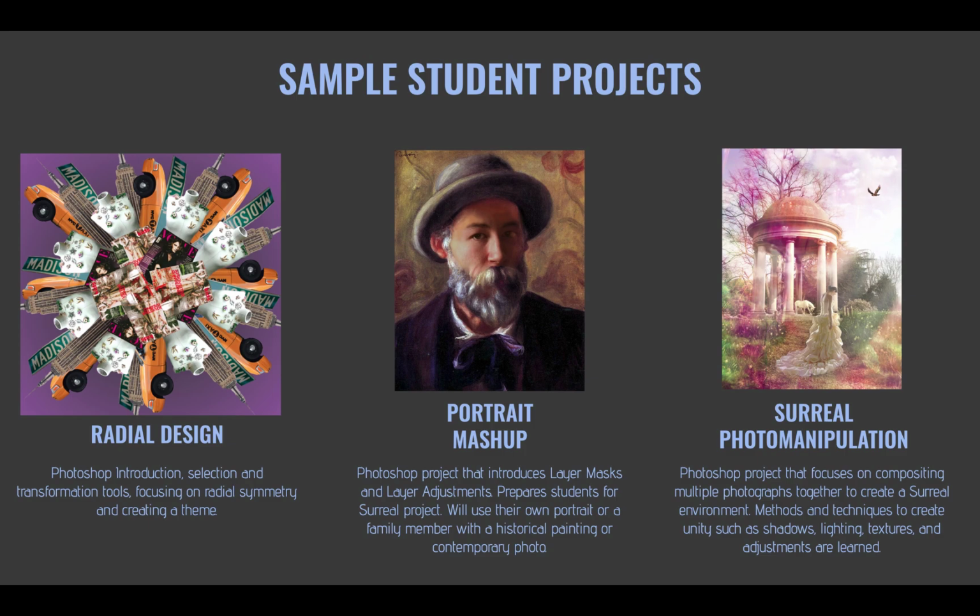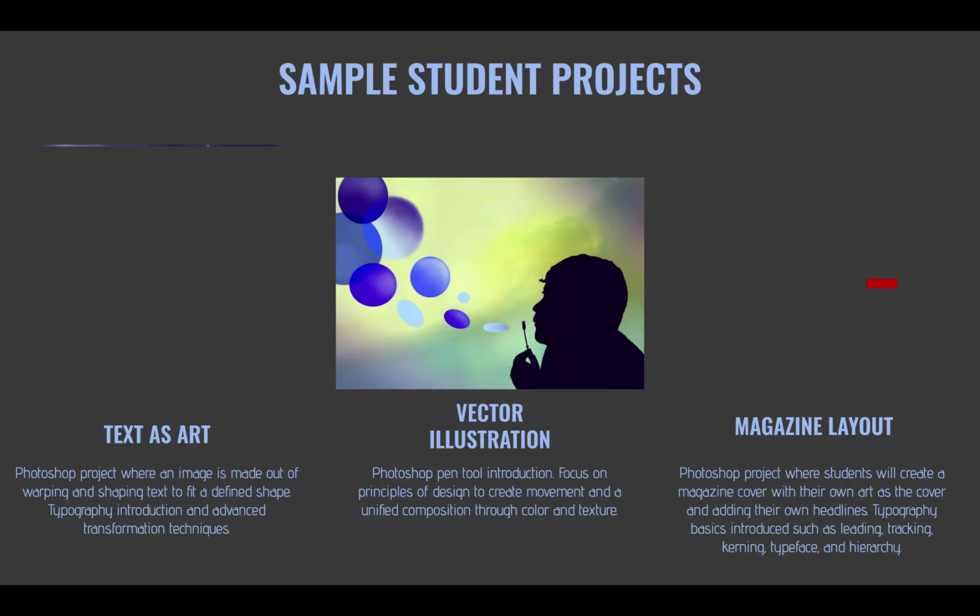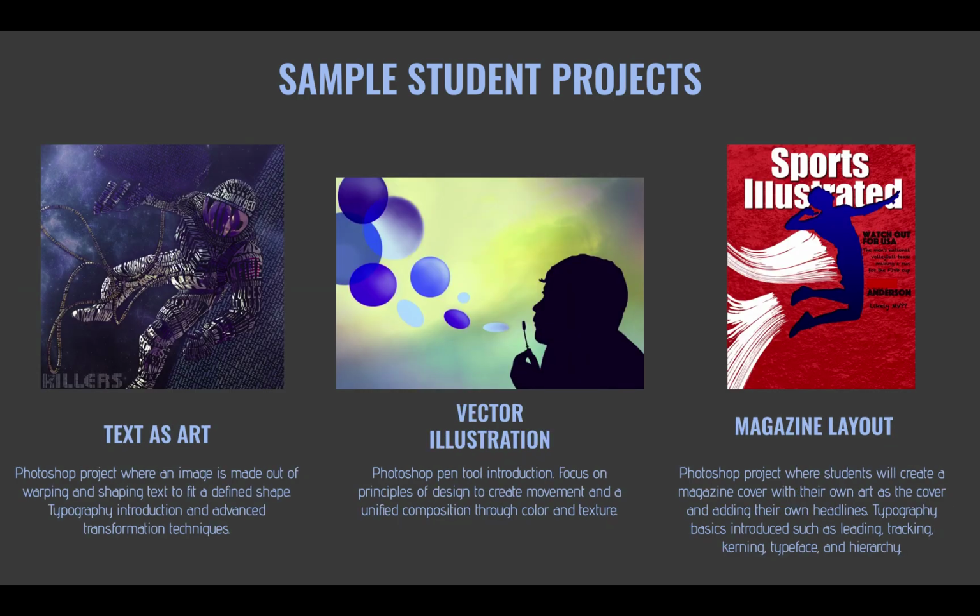From there, then, our last project in that unit is creating a surreal photo manipulation. And so they'll be using a lot of the techniques and tools they previously learned, with a few more things like creating shadows and adding lighting and textures to make it a cohesive image. After that, we shift gears a little bit and look at some more designerly things, such as text as art. It's a Photoshop project where an image is made out of warping and shaping text to fit a defined shape. Typography, introduction, and advanced transformation techniques are used as well.